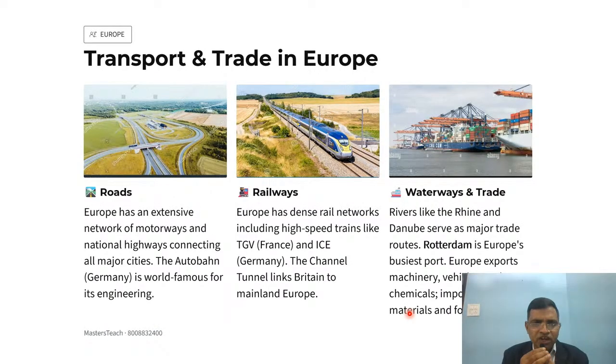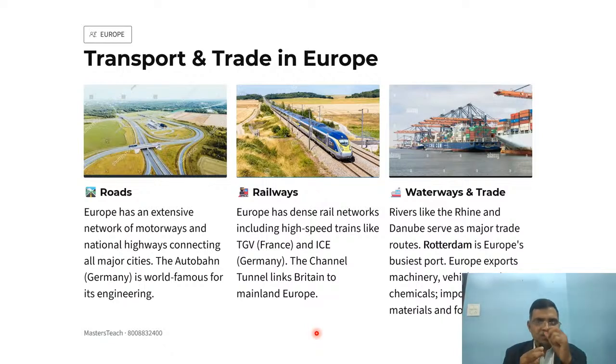Then the transport system in Europe. They have three main ways: roadways, railways, and waterways and trade. Europe has a good network of roadways, with extensive motorways and national highways connecting all the major cities. The Autobahn in Germany is world famous for its engineering. Sometimes they may ask about railways. They also have high-speed trains like the TGV in France and the ICE in Germany, like how we have Indian Railways.